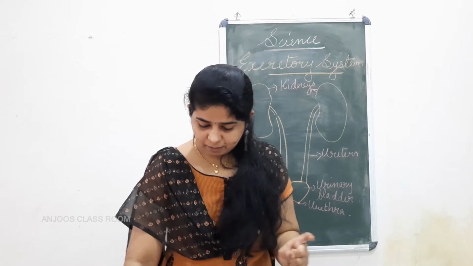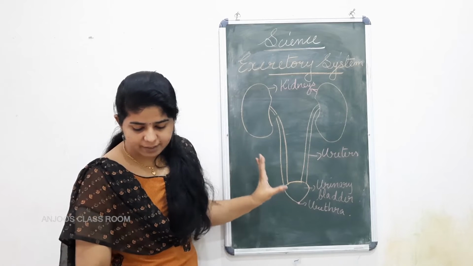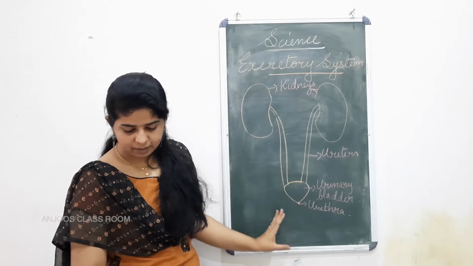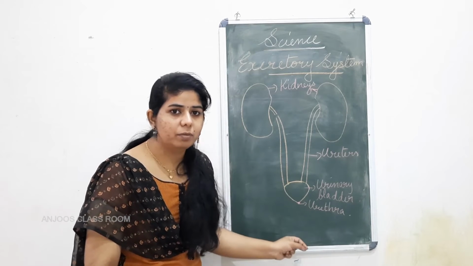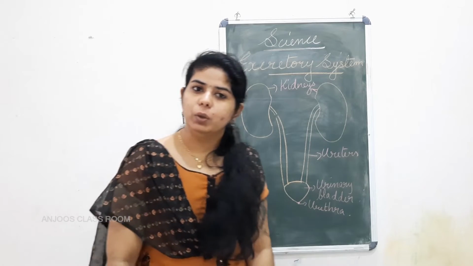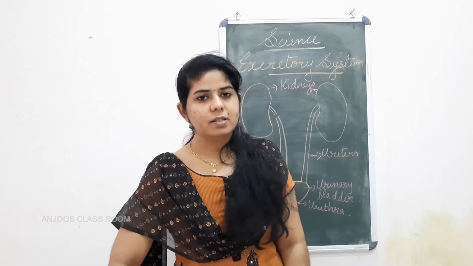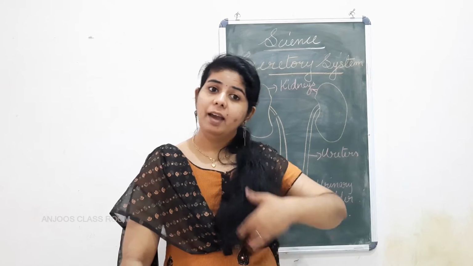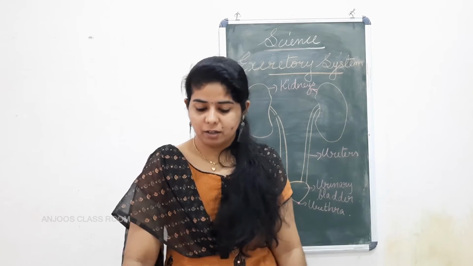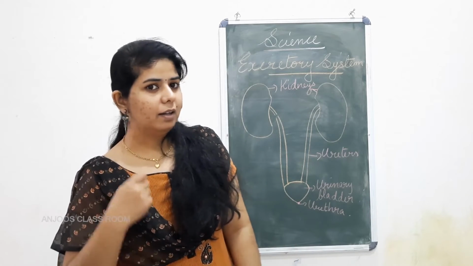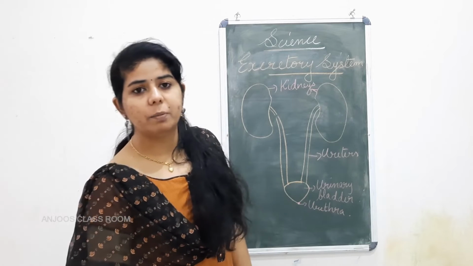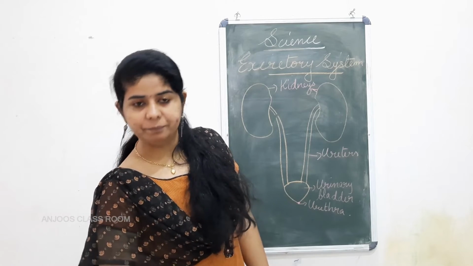Ready? So that is about the organs of the excretory system. The waste that goes out from this is known as urine. So this is the main excretory organ, and there are many other excretory organs in our body that we will also see.